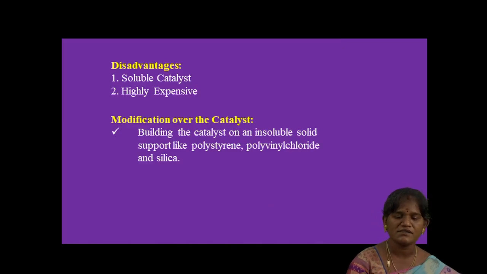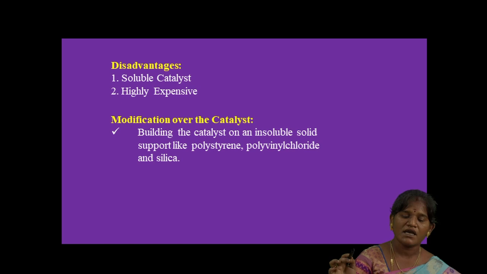Next we can see the disadvantages of this Wilkinson's catalyst. Even though there are many advantages of using the Wilkinson's catalyst in the hydrogenation process, there are a few disadvantages also. The first one is that it is a soluble catalyst, so we cannot easily remove the catalyst after the completion of the reaction. This is a major disadvantage of the Wilkinson catalyst in the hydrogenation process. The next one is that, due to the high cost of rhodium, the Wilkinson catalyst is highly expensive.